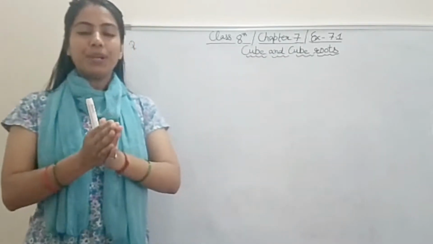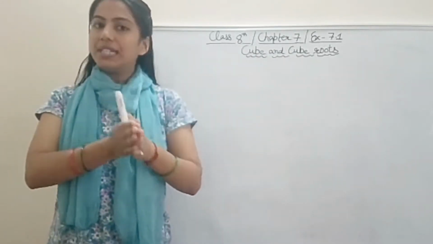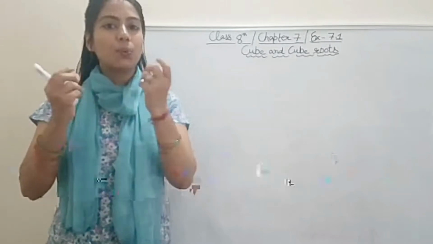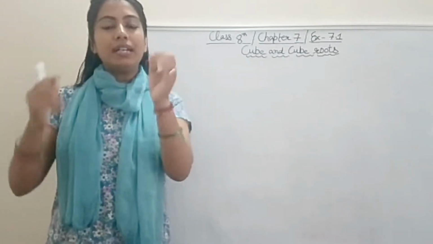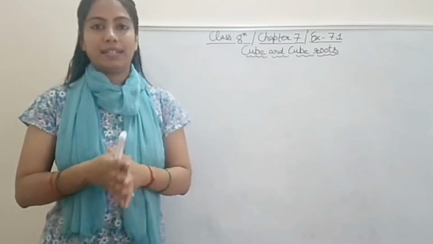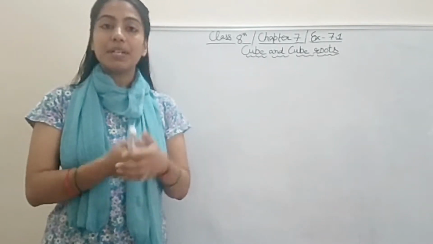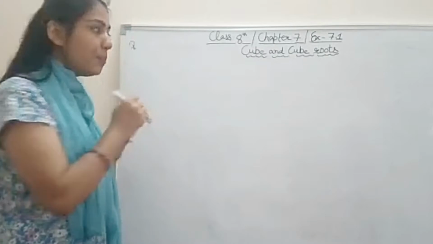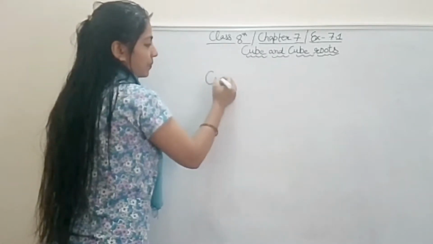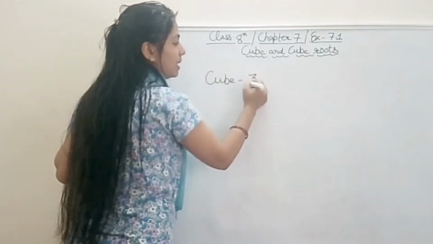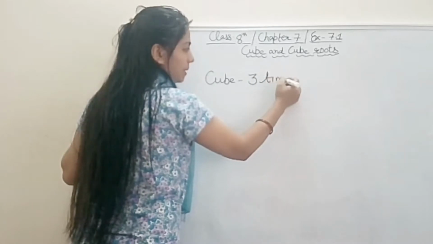First of all, cube. You know, students, you have done square and square roots. Square means any number, if you multiply 2 times, then that will be the square of a given number. In the same manner, cube means 3 times. The cube means 3 times of any given number.